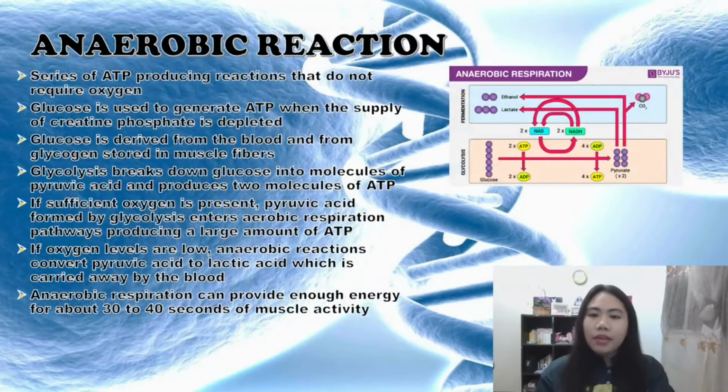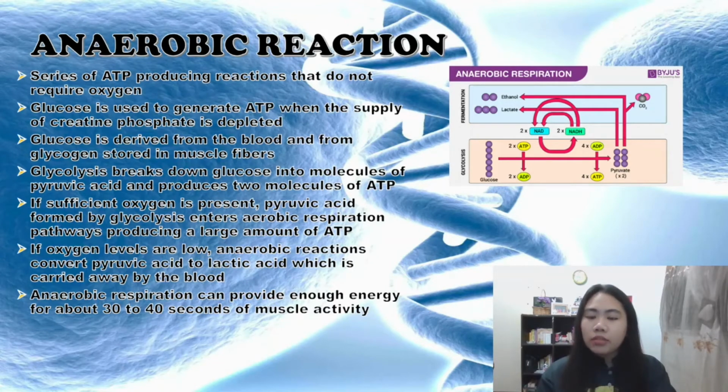An anaerobic reaction. What is an anaerobic reaction? An anaerobic reaction is a series of ATP-producing reactions that do not require oxygen. Glucose is used to generate ATP when the supply of creatine phosphates is depleted. Glucose is derived from the blood and from glycogen stored in muscle fibers.